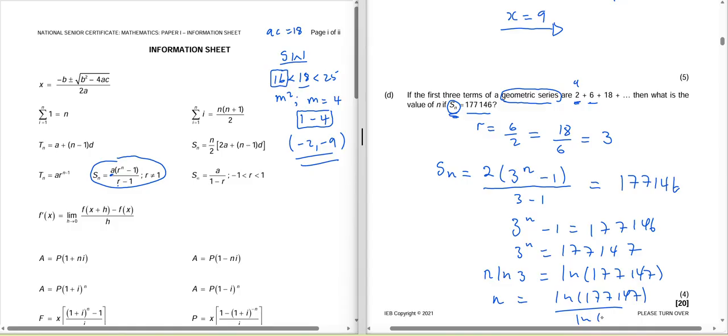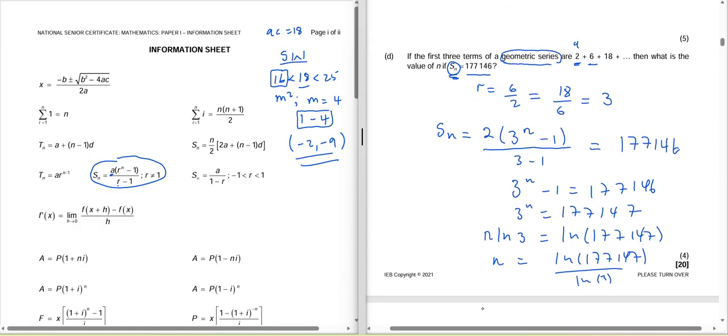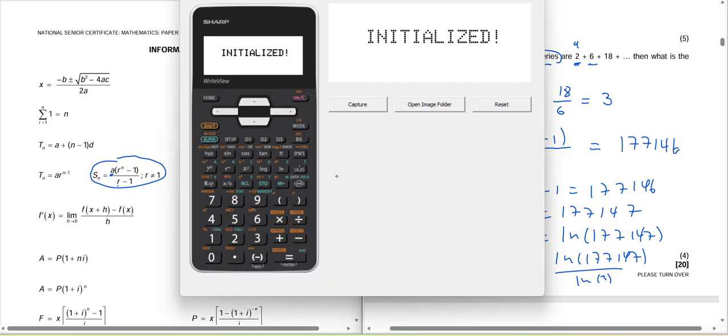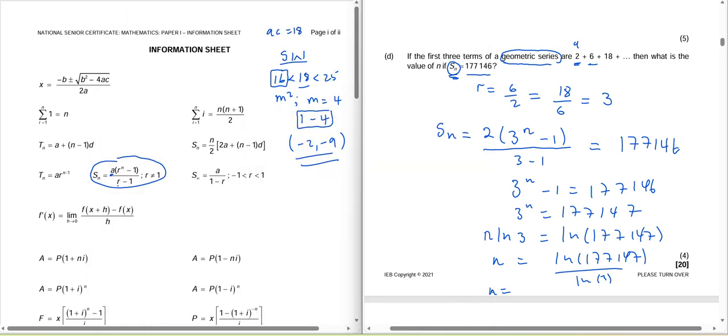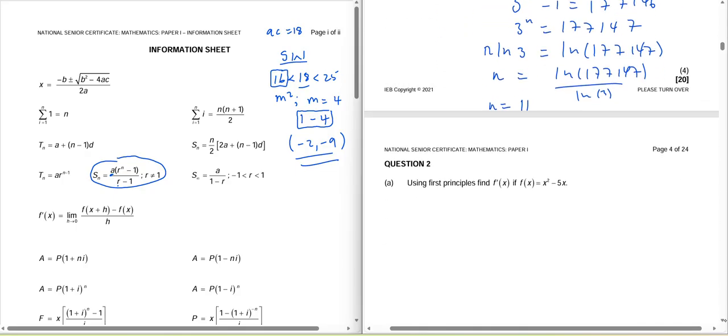Divided by ln 3. It means that n is equal to what? So let's get our calculator and we get the solution. It means now we are going to say ln 177,147 divided by ln 3, which is 11. So that is our solution. So n is 11. So that's what you need to do there.